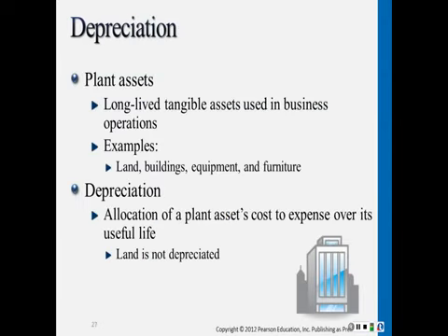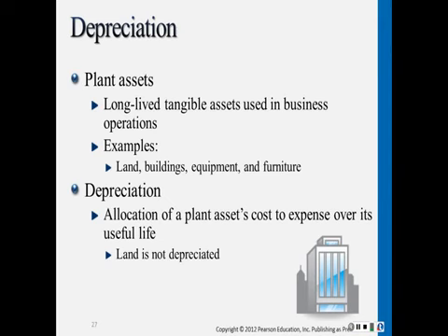Plant assets are long-lived assets, tangible assets used in the operation of a business. Examples include land, buildings, equipment, and furniture. As a business uses the assets, their value and usefulness declines. The decline in usefulness of a plant asset is an expense, and accountants systematically spread the asset's cost over its useful life. The allocation of a plant asset's cost to expense is called depreciation. Land is the exception. We record no depreciation for land as its value typically does not decline with use.